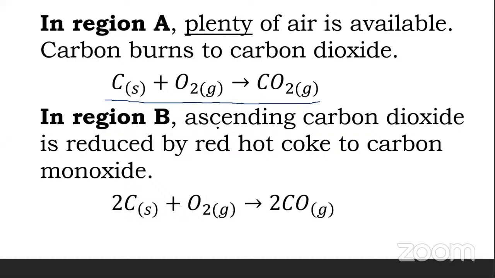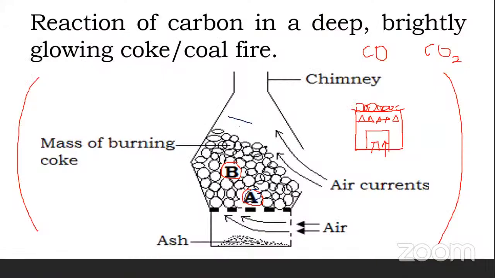Carbon burns completely to form carbon dioxide. Then in region B, ascending carbon dioxide is reduced by red hot coke. Then we form carbon monoxide. Ascending, that is going up. In other words, at A, after carbon burns with air, it forms carbon dioxide. And remember, we are saying that we are using coke.